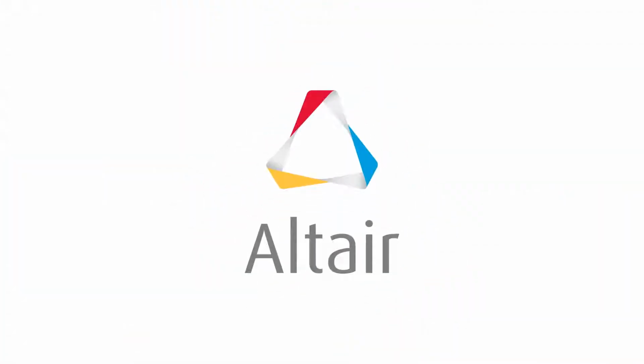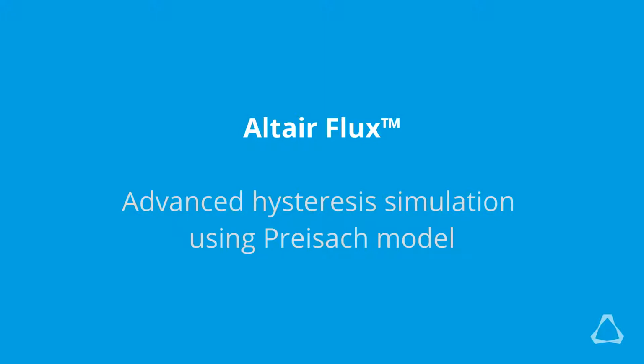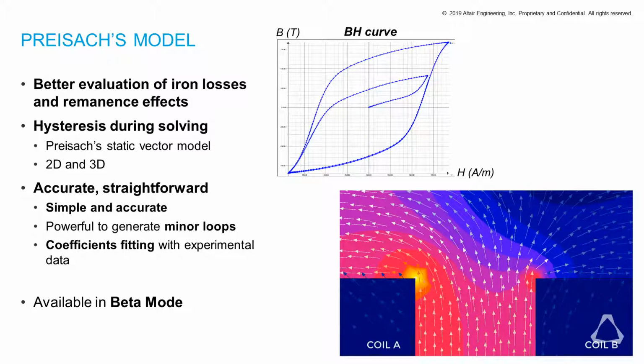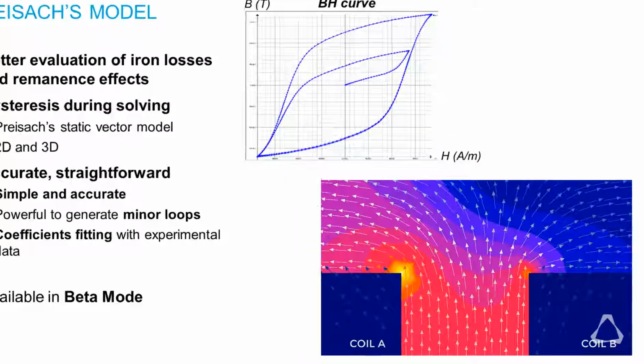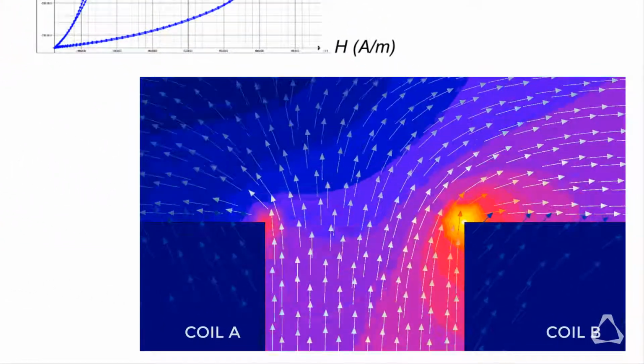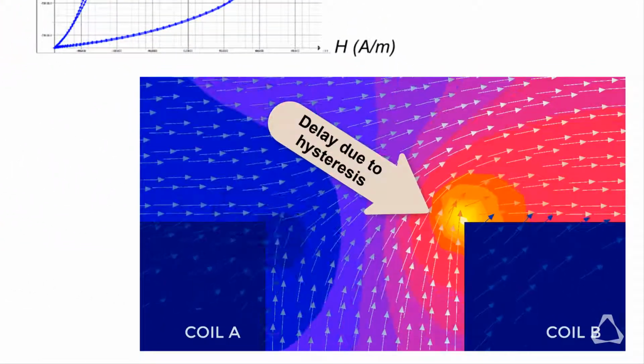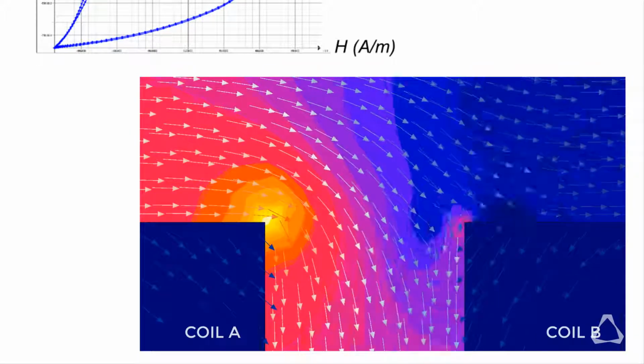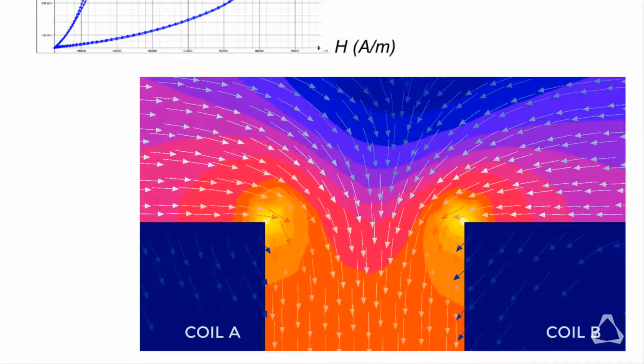Welcome to this overview of the Altair Flux 2019.1 new capability: the Preisach Hysteresis Model. This functionality, available in beta mode, allows an accurate representation of the major and minor loops of BH hysteresis curves. This phenomenon has a major influence on iron losses and remanence effects.